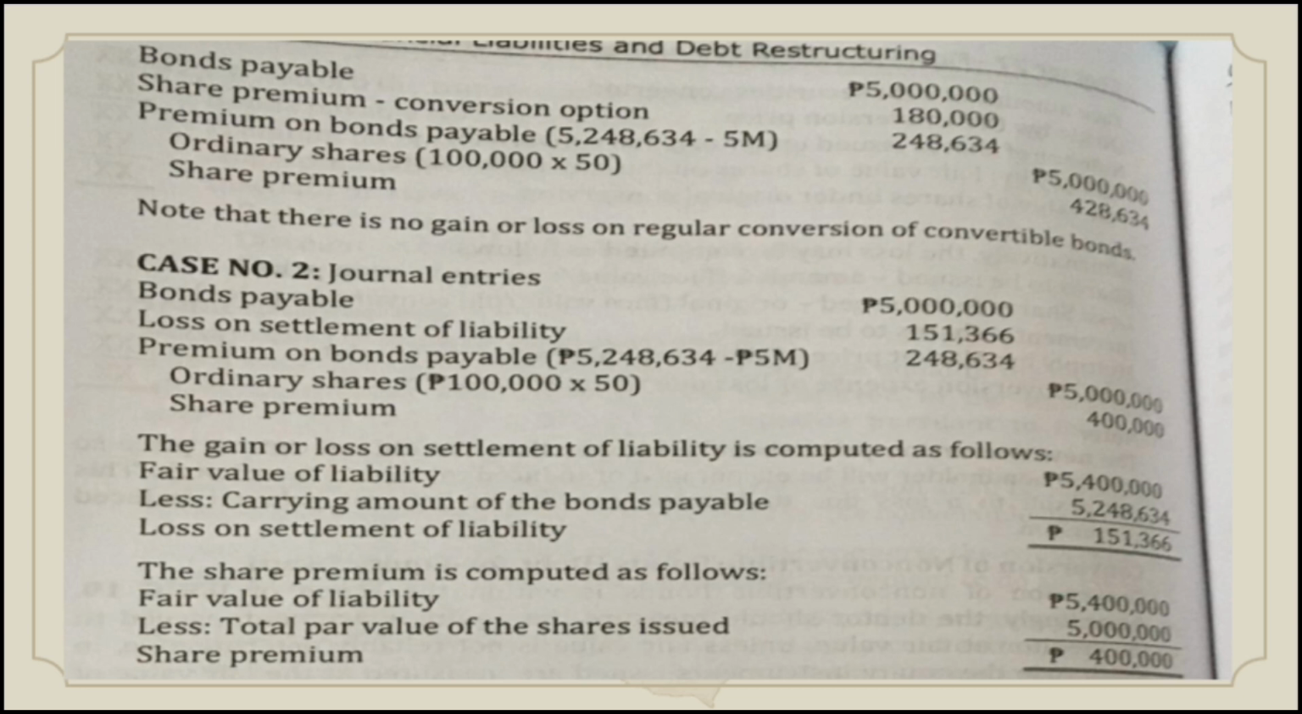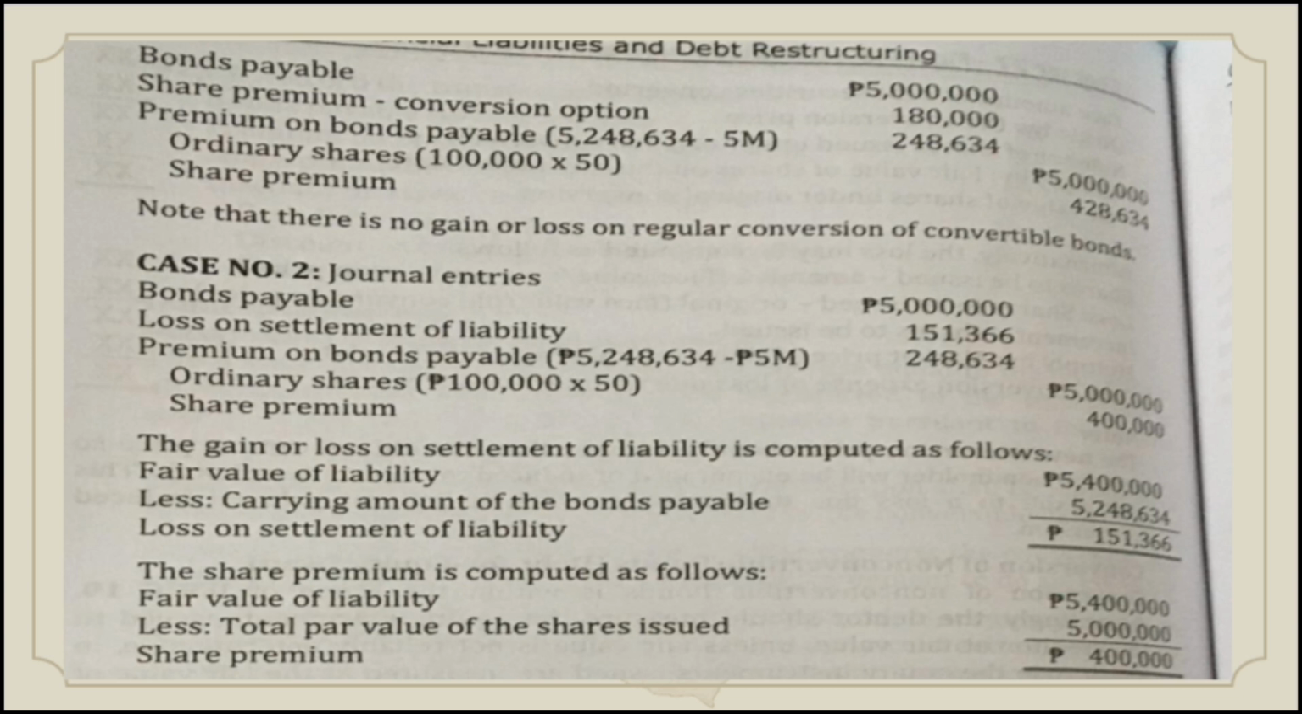premium on bonds payable. So to get the premium on bonds payable, we take our carrying amount and subtract the bonds payable or the face amount of the bonds payable. So, the carrying amount of 5,248,634 we subtract the 5 million face amount of the bonds payable. So, our premium on bonds payable is equal to 248,634.